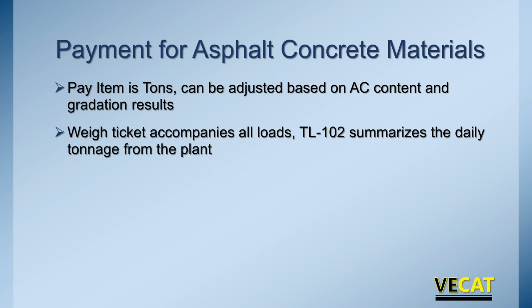Payment is based, at the end, on tons. It can be adjusted based on AC content and gradation. If the AC content is too high or too low, outside of specified tolerances, it can result in a pay adjustment. Same with gradations. Also keep in mind, weigh tickets come out with all loads, whether they're electronic or paper copies. At the end of the day, a TL102 is filled out by the plant, by the bonded weigh person, typically with help from the Level 2 technician, showing how many tons were shipped to a project. That determines when pay is calculated.